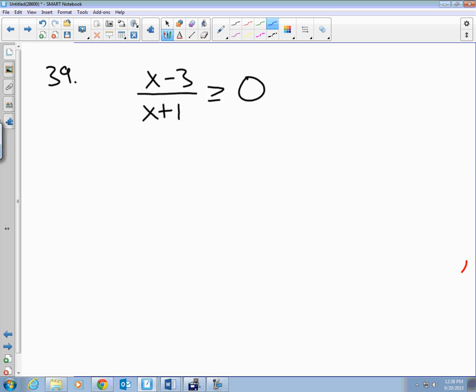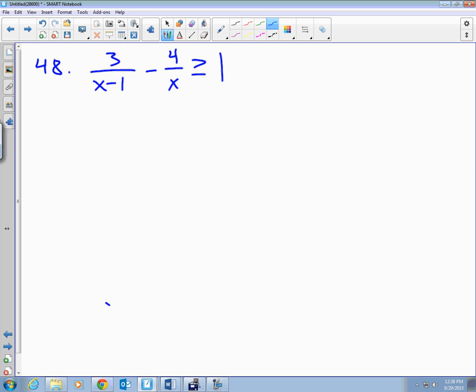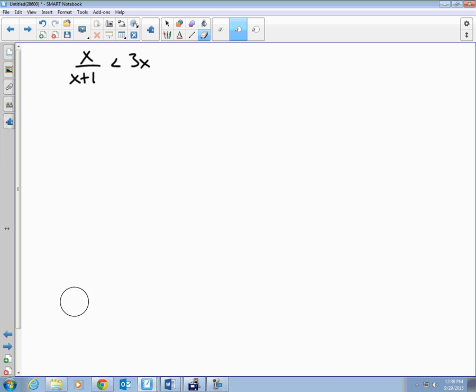We are now on this problem. No, no, no, no. There you go. That's the next one, right? No, that's 48. Where is it? There we go. X over x plus 1 is less than 3x. That's the next one in your notes.